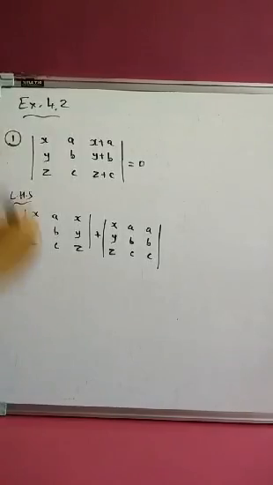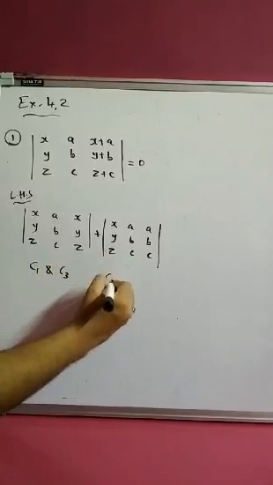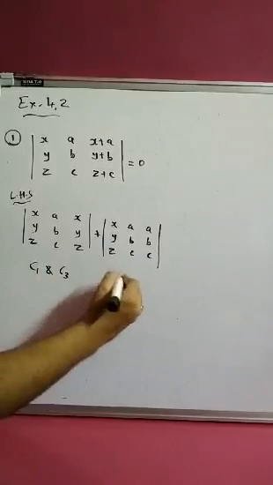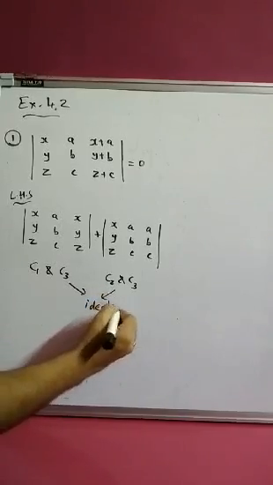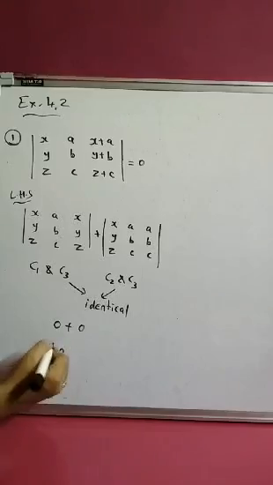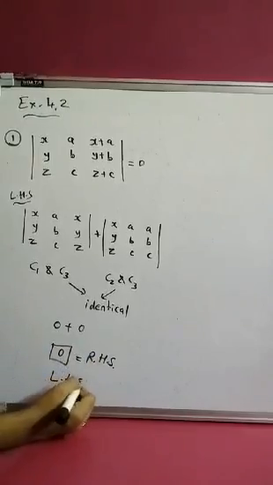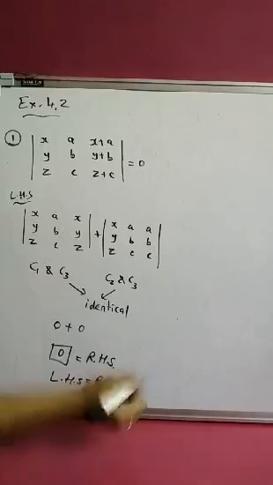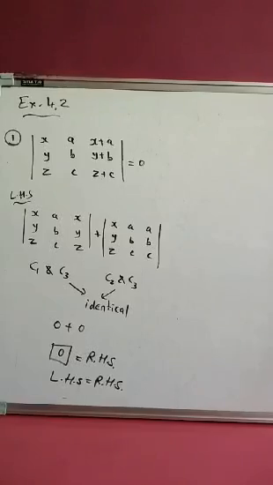Now here column 1 and column 3, and here column 2 and column 3, they are identical. So if two columns are identical in one determinant, we can write it as 0. So here we have shown LHS is equal to RHS. This is a simple question in which we have to use a property. We are not supposed to expand, we have to use the property only. I hope this is clear with everyone.